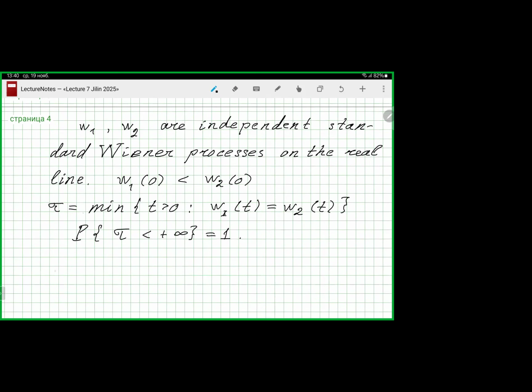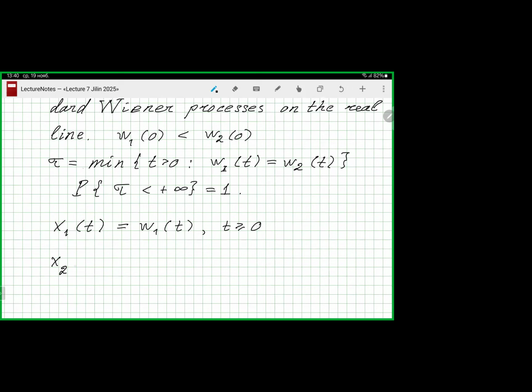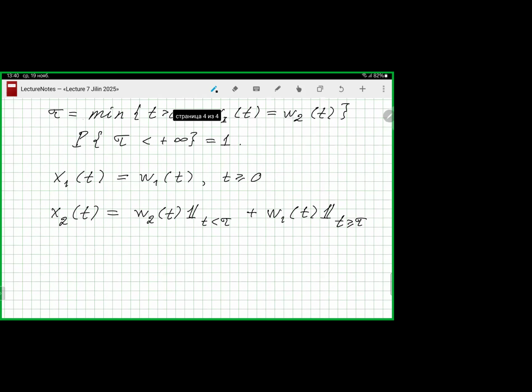Then one can define the following processes. X1(t) will be equal to W1(t) for all t greater or equal than 0. And X2(t) will be equal to W2(t) multiplied by the indicator that t is less than tau, plus W1(t) multiplied by the indicator that t is greater or equal than tau. And you see what happened.